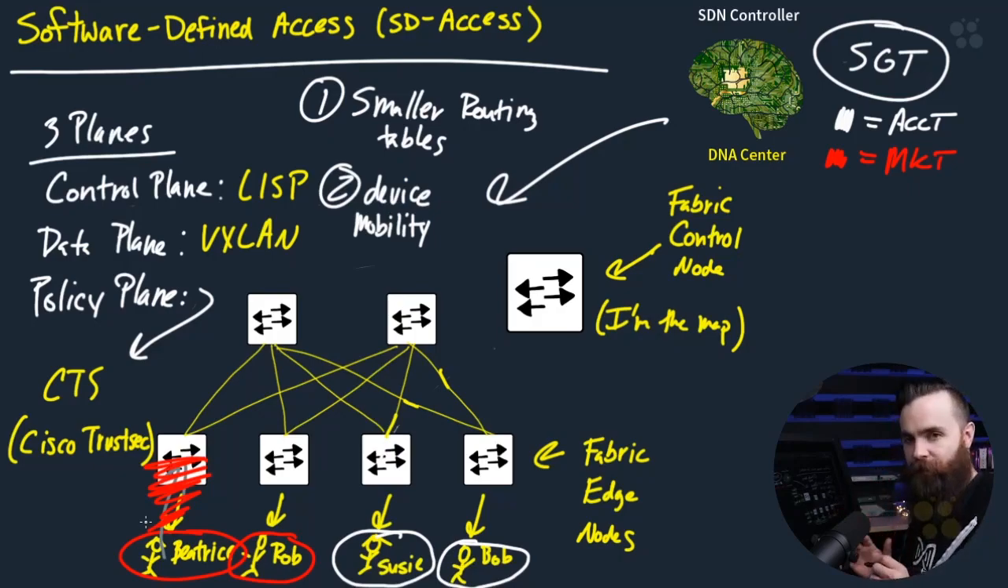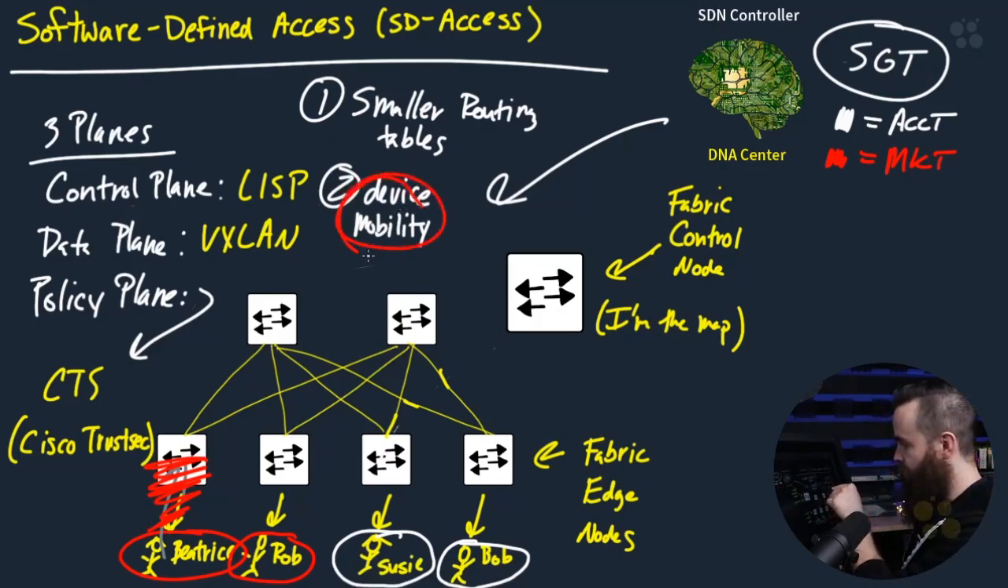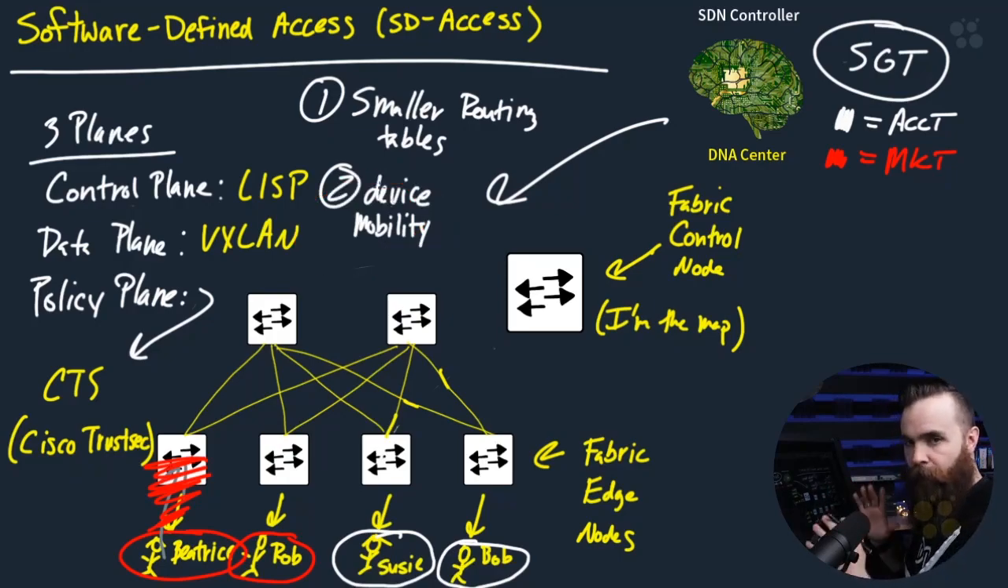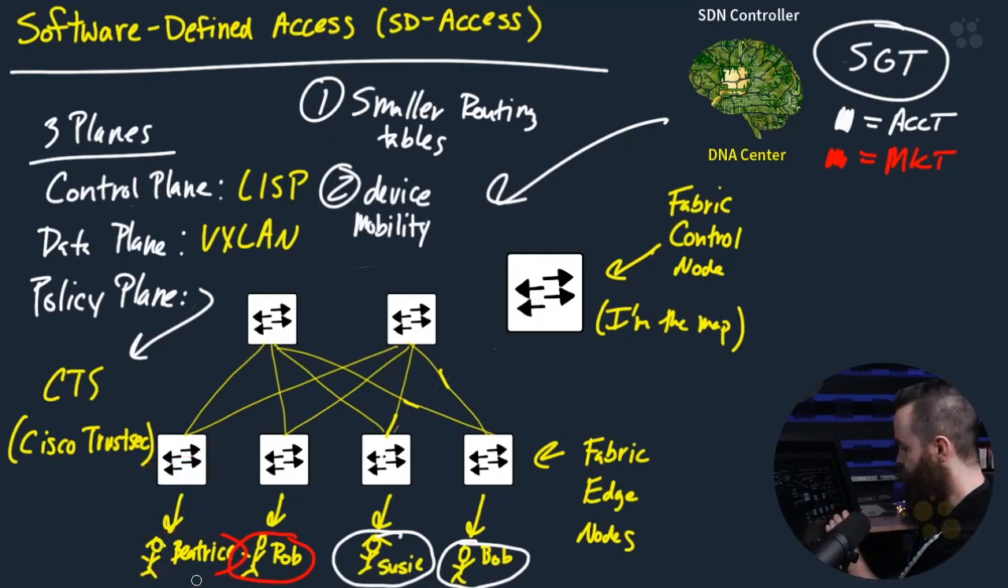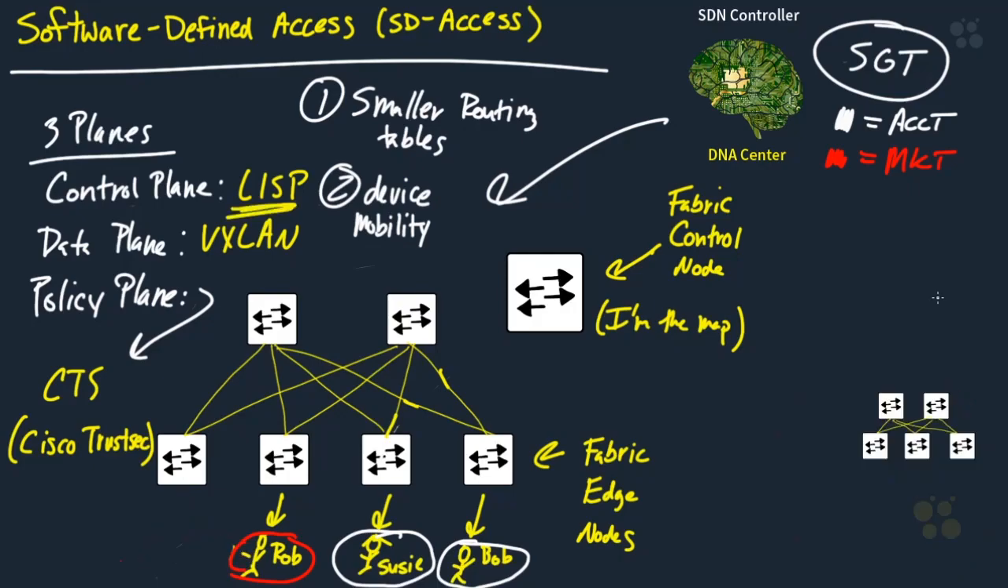Now, I want to bring all this home of why this is cool with the number 2 reason I was talking about, device mobility. Here's what can happen. All that magic can happen no matter where Beatrice goes. So if Beatrice decides to pick up and move to a different location, let me get myself out of the way here so we have more room. And let's say Beatrice moved to an entirely new building, Building 10.